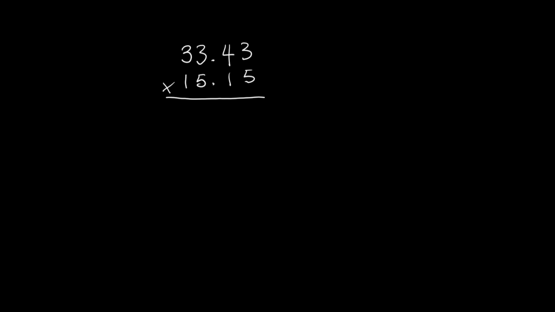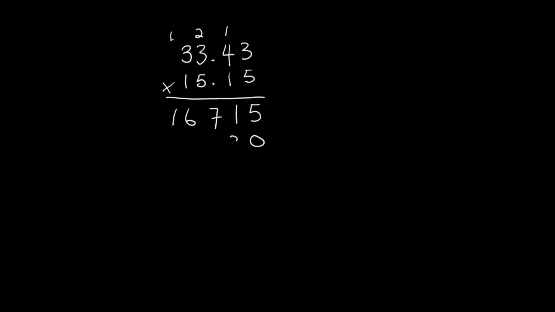So 5 times 3, that will be 15, carry 1. 5 times 4, that will be 20, plus 1, that's 21, carry 2. 5 times 3, that will be 15, plus 2, 17, carry that 1. And 5 times 3 would be 15, plus 1, 16. Now we're skipping a line, so we add a 0.